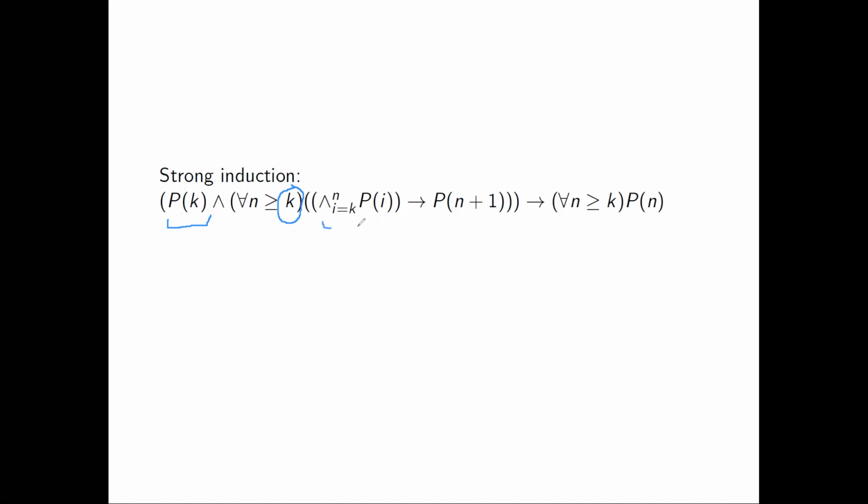And this part right here is the same as on the previous slide. This part right here, the only difference is the k instead of the 0. So it's not too surprising. Just like we saw with weak induction, we can start elsewhere instead of starting from 0, and the process is the same.